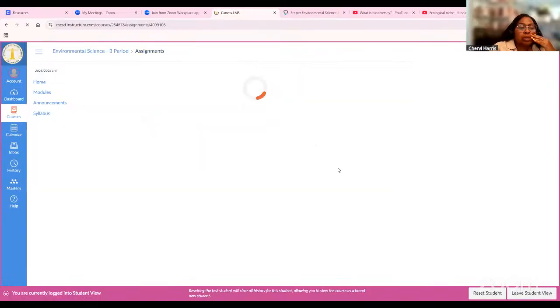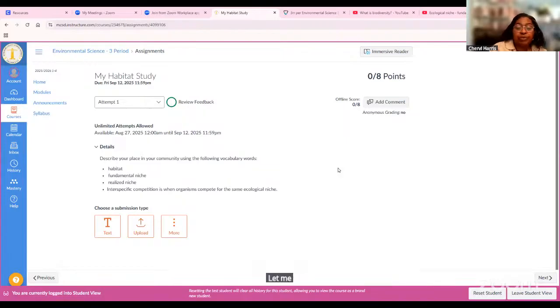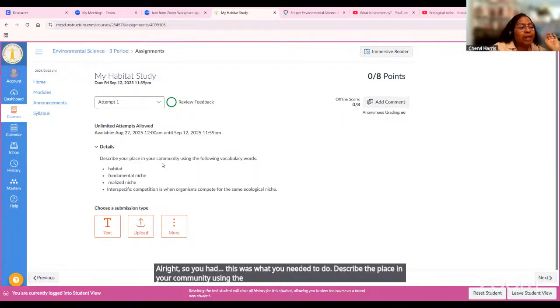This was your assignment. So find your assignment. Let me know if I have to click it as resubmit, but you should be able to resubmit it. But look at what you wrote. All right, so this was what you needed to do. Describe the place in your community using the following words. So you had to use these words.